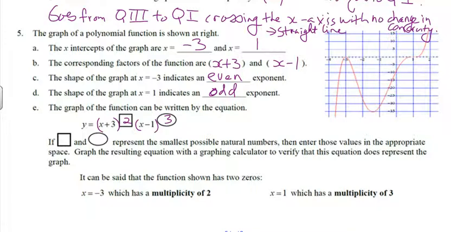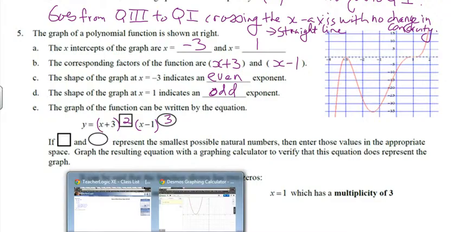If the square and blank represent the smallest powers, which we did, then enter those values in the appropriate spaces. Then follow the instructions: graph the resulting equation with a graphing calculator to verify this function does represent the graph. You can use your graphing calculator because you'll have it on you when you write various exams, except for one of the parts of the IB where you don't get to use one.